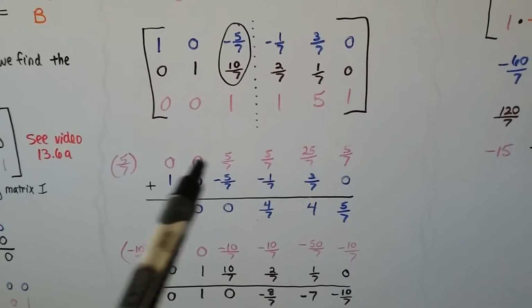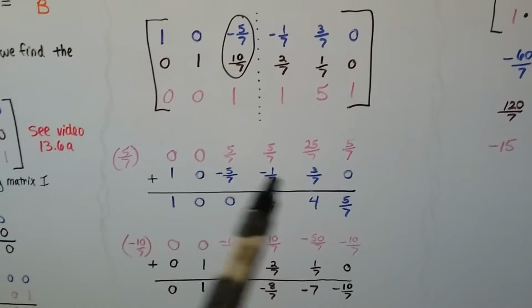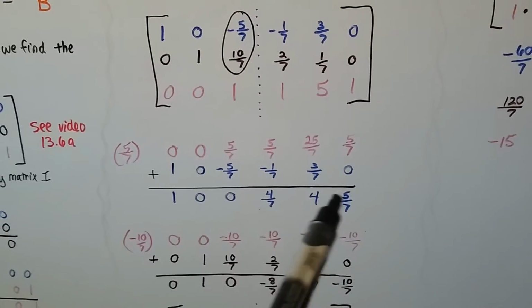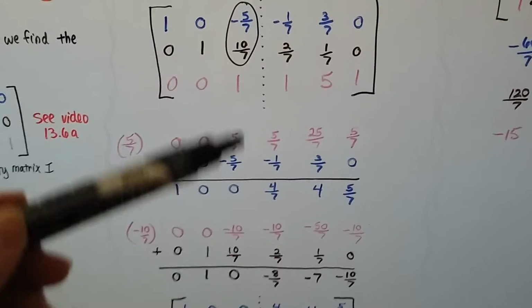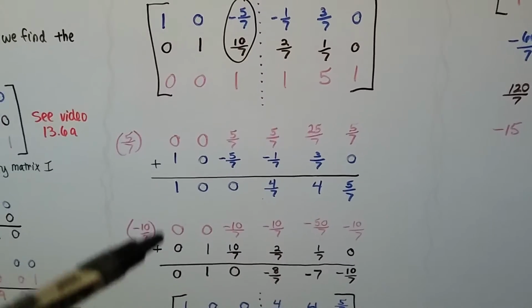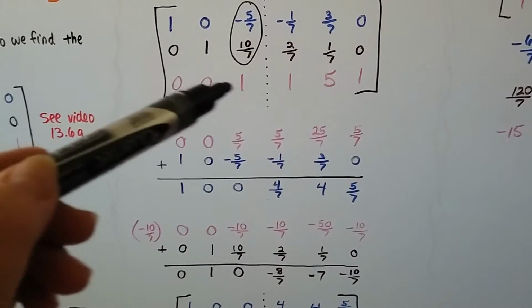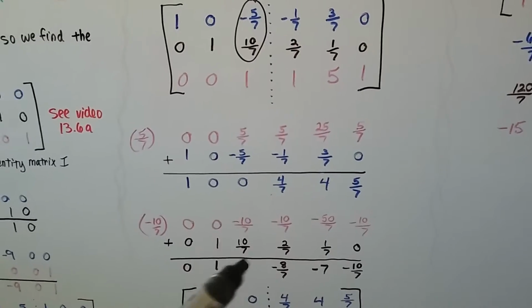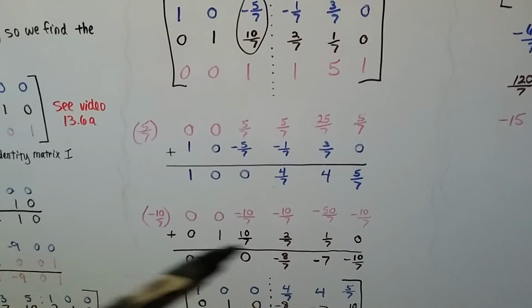So now we multiplied it by the positive 5/7, we added it to the blue one, and now we've got a 1, 0, 0 in that spot. Okay? We need this to be a 0. So we can multiply this pink row by a negative 10/7 to make a 0 pair here, to make additive inverses here. And we do that.